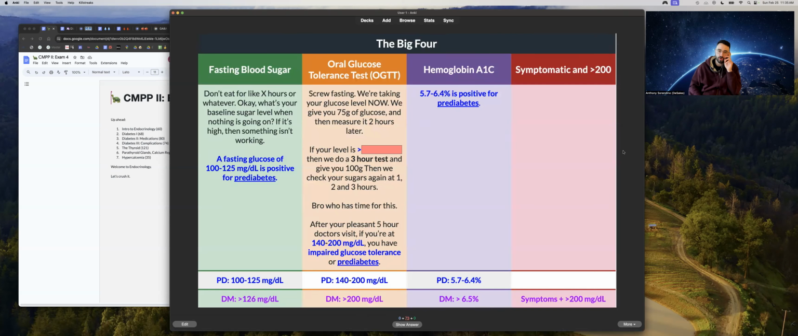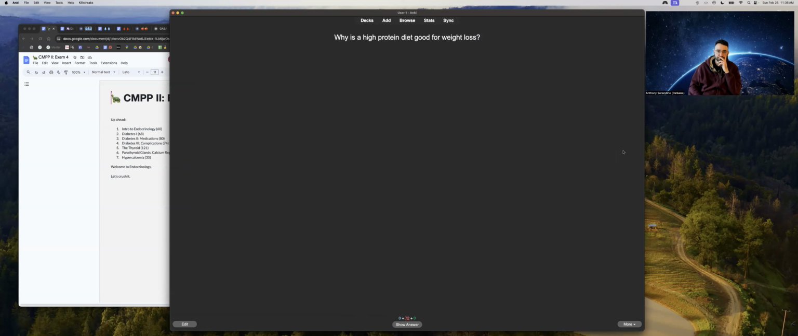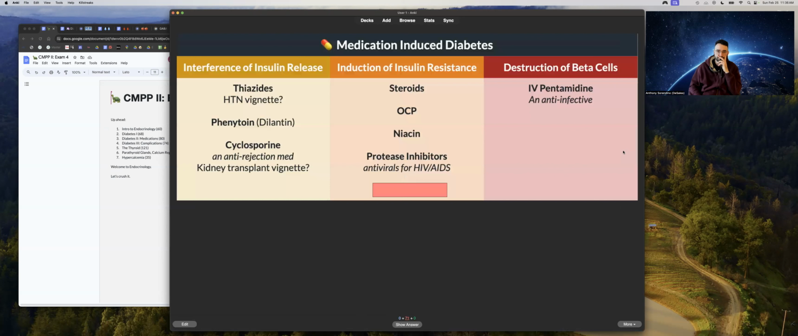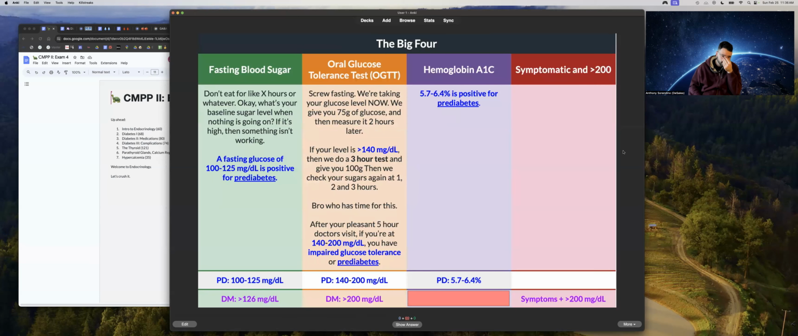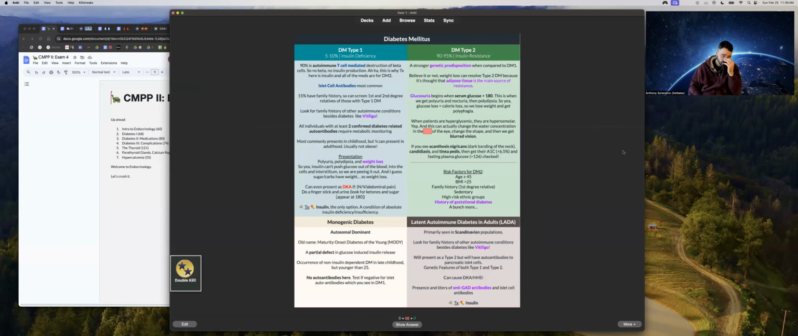Blood level is greater than 140, then we do the 3-hour test. We're missing the A, antipsychotics, steroids. We just saw that, so we'll hit that again. Fasting glucose between blank, hyperglycemia. This is metabolic syndrome. 100 to 125. 6.5 and higher. Lens.